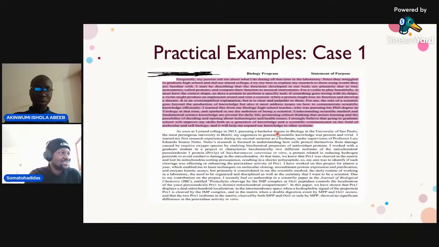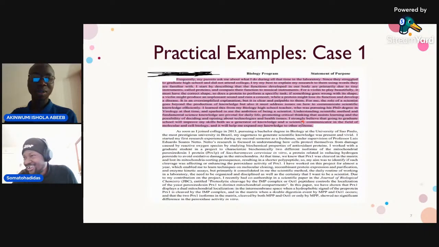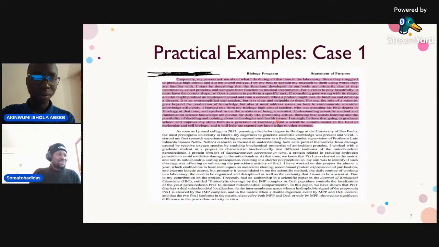Zoom. It's already on the display now. I don't know how I can... It's already on the slide. Don't worry. Yeah, but I can read some parts out.